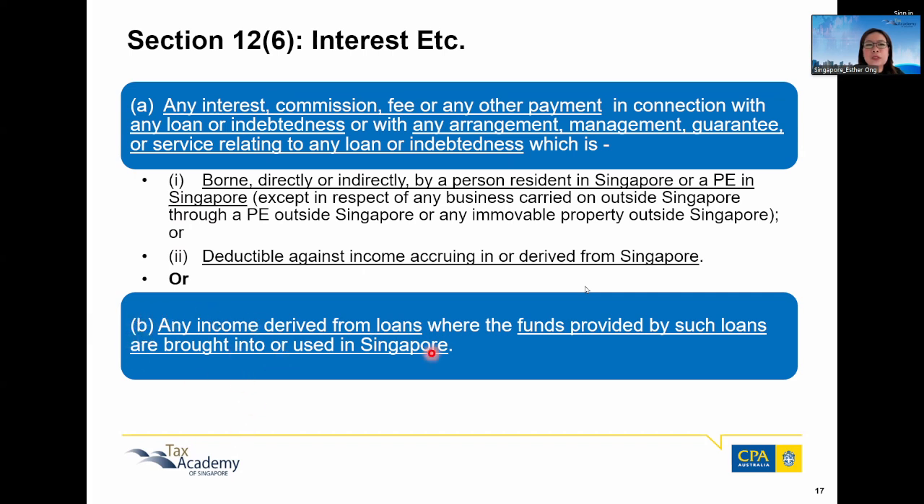You'll see that B is also very aligned with our scope of taxation concept, whereby the funds provided by such loan are brought into or used in Singapore. So it's like an income source in Singapore, which is why the non-resident will be subject to tax in Singapore. Later on we'll go through some examples to apply this provision.